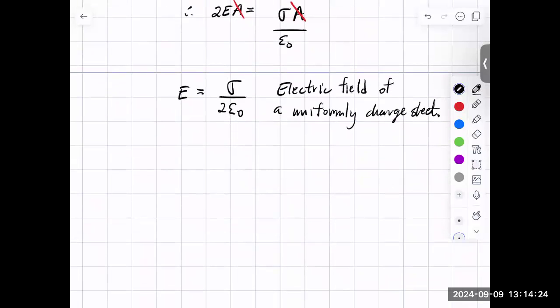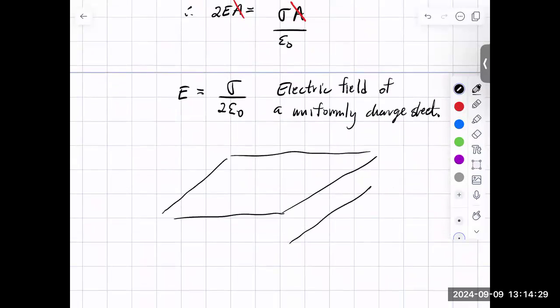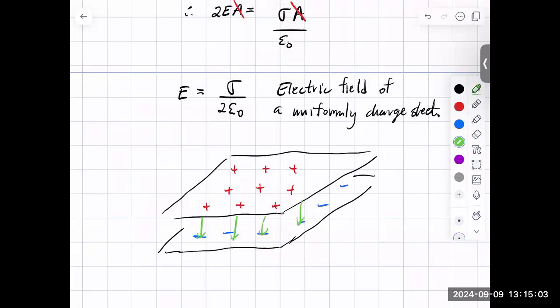If I had my two sheets, I'll draw them again, a positive one and a negative one. Each sheet is going to make an electric field equal to sigma over 2 epsilon naught. So we'll have positive here and negative on the bottom one. So the question is, what's the total electric field between the plates? Sigma over epsilon naught, right?